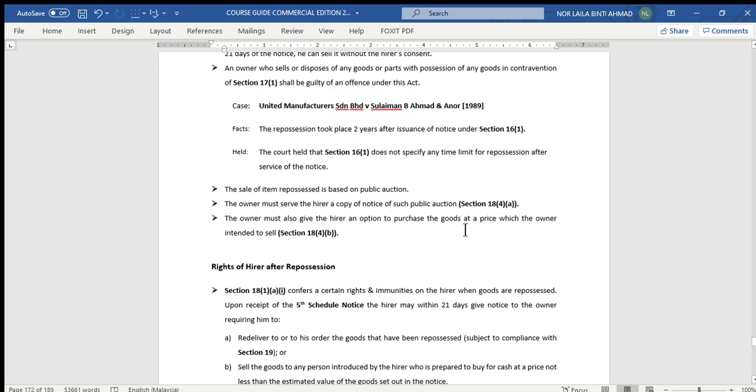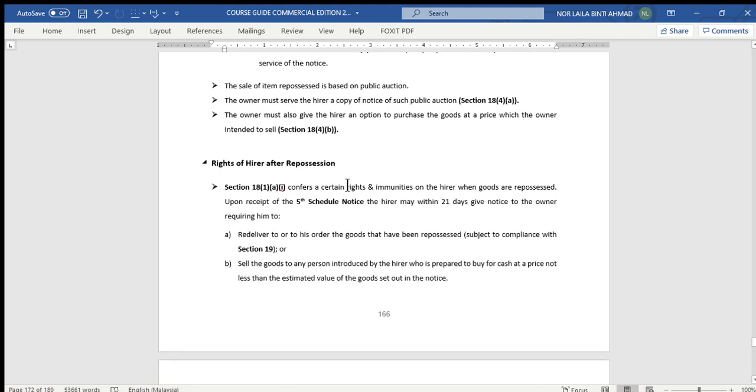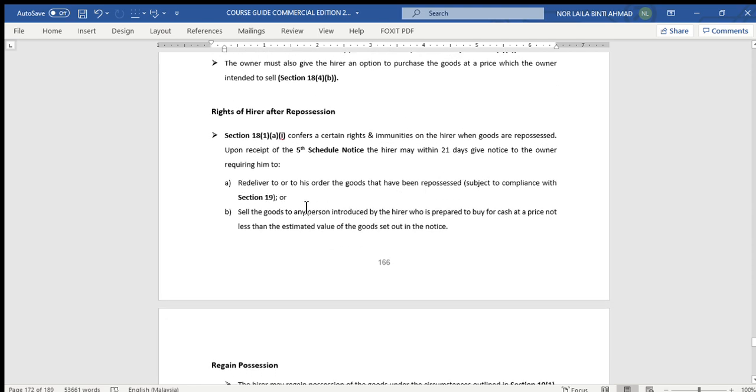Okay, and last but not least is the rights of hirer after repossession. This is actually related to the options given under fifth schedule notice. Okay, whereby hirer may ask the owner to redeliver the goods, okay, that have been repossessed, and then to sell the goods to any person introduced by the hirer who is prepared to buy for cash at a price not less than estimated value of the goods set out in the notice.